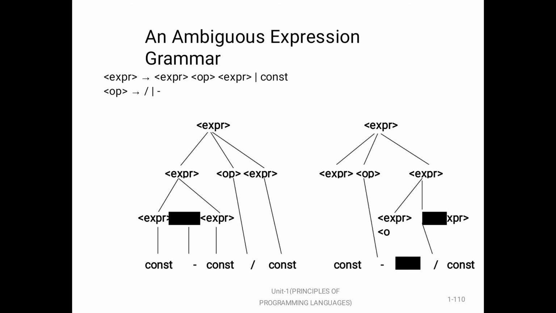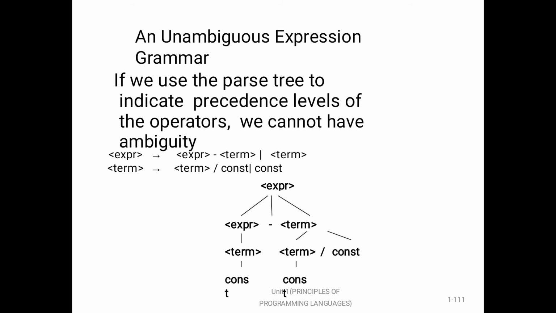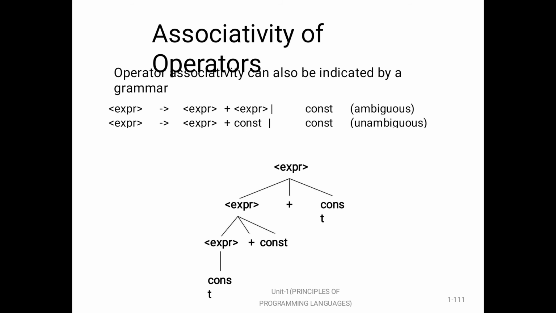Here we have expressions and constants. It is an unambiguous expression grammar. If we use the parse tree to indicate precedence levels of the operators, we cannot have ambiguity, where expressions are equal to expressions and terms, and terms are equal to constants. So, associative operators. Context-free grammars cannot describe all of the syntax of programming languages.